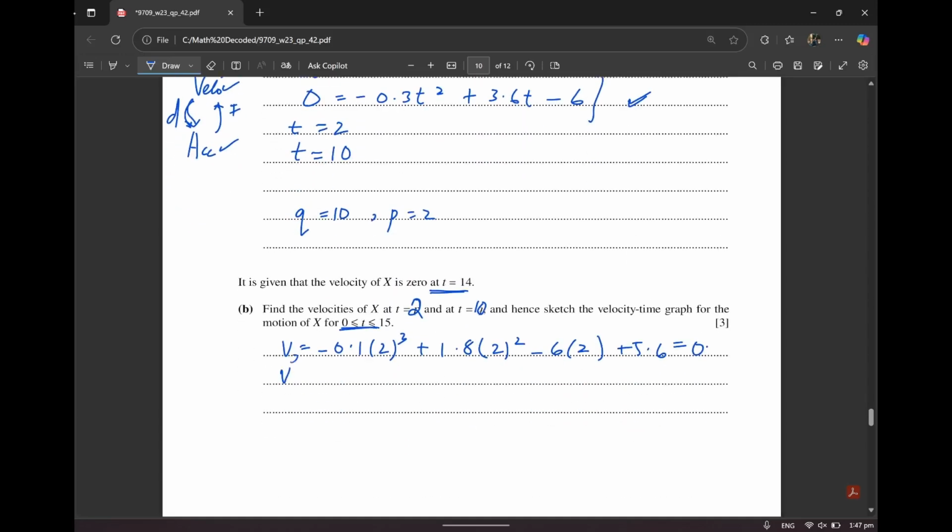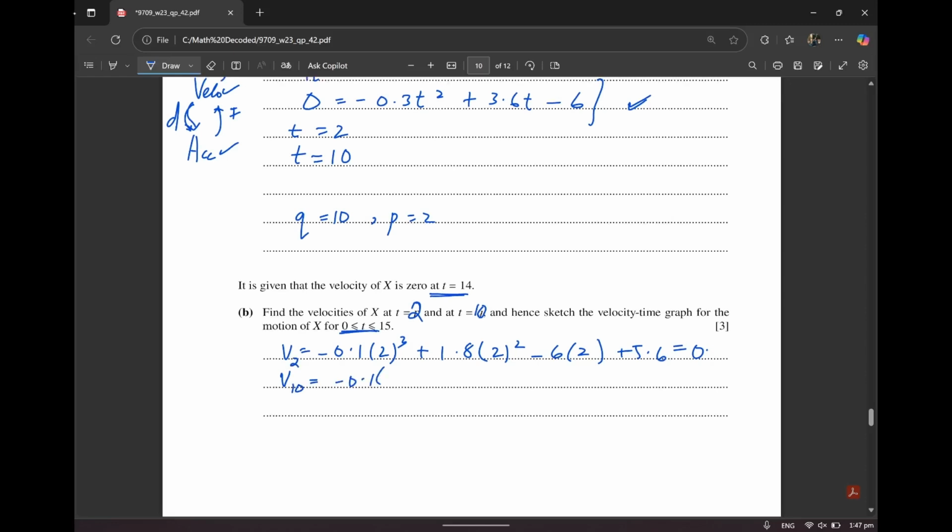Now let's do it at 10, negative 0.1, 10 cube plus 1.8, 10 square minus 6 into 10 plus 5.6. This is going to give me 25.6.